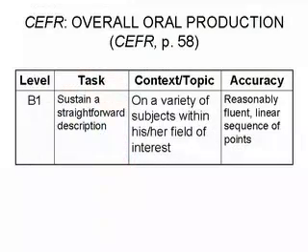Then they go on to the B levels. This is, by the way, overall oral production. This is the scale I'm working with right now. There are over 50 other scales, but it's page 58. Sustain a straightforward description. Okay, that's starting to sound like something we'd read at advanced level, isn't it? On a variety of subjects within his or her field of interest. Reasonably fluent linear sequence of points. Points. Is this connected discourse or not? Or is it just points?